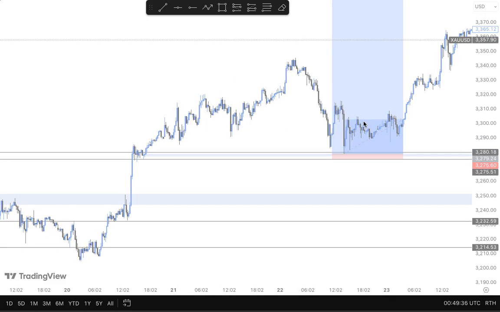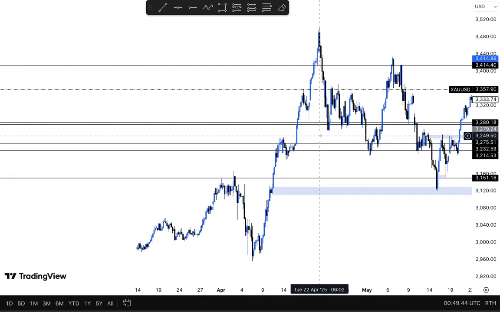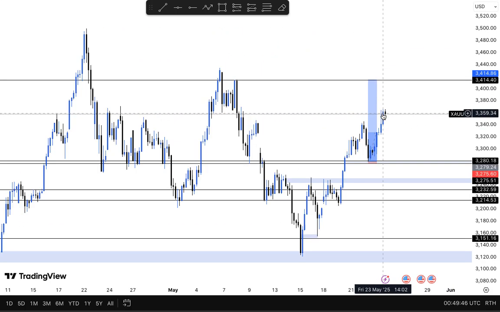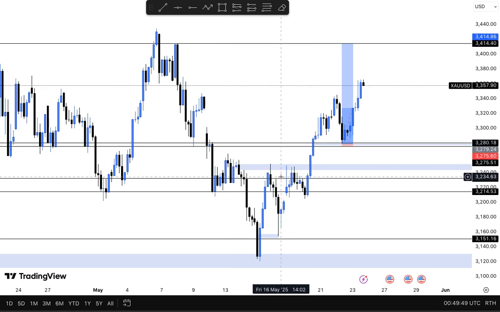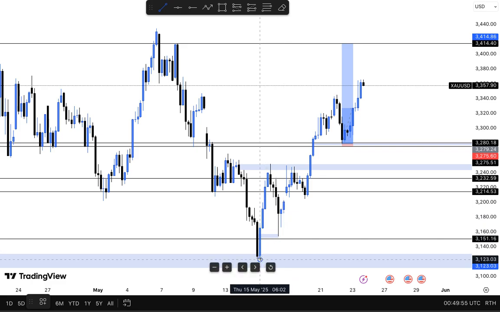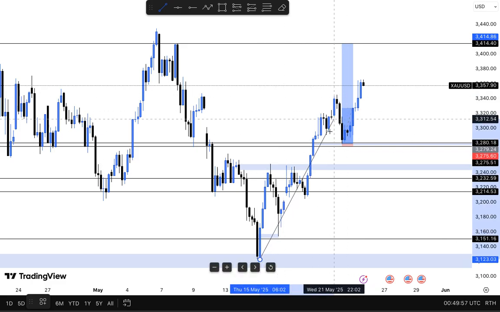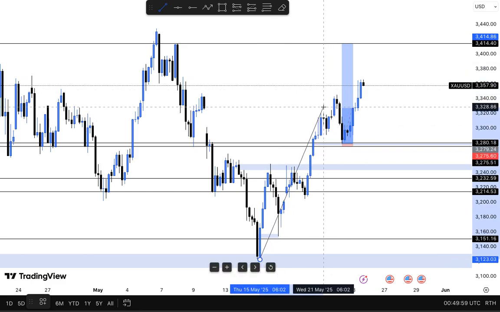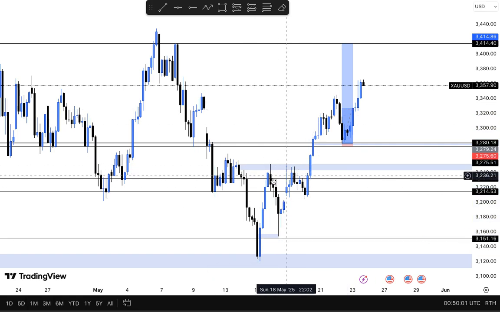First of all, market was in a bullish trend already. Market was in a bullish trend from here. It was moving up. Yes, it was in a bullish trend.